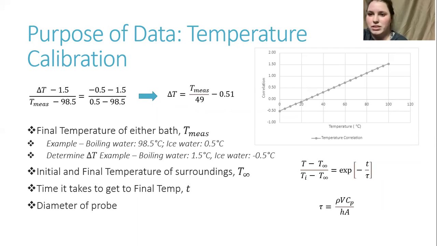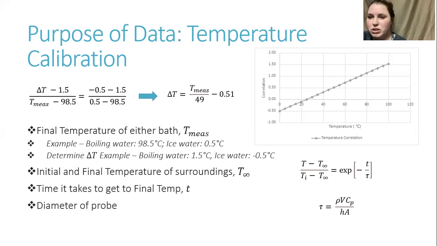And then using that, we would make a correlation equation, which is also seen above. And using that equation, we can create a linear correlation graph, which is seen on the right. And that shows the correlation from 0 to 100 degrees Celsius.